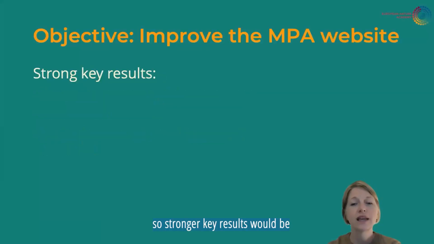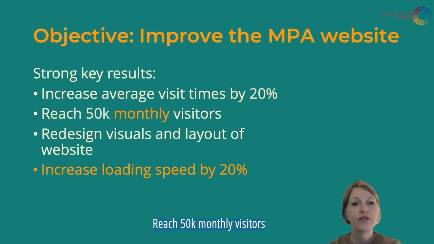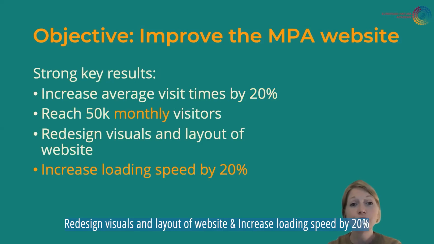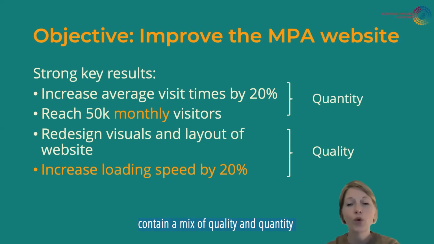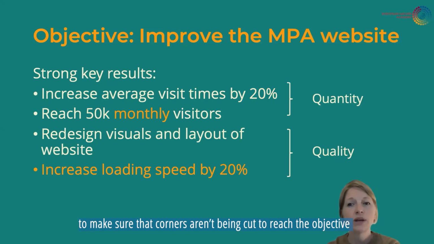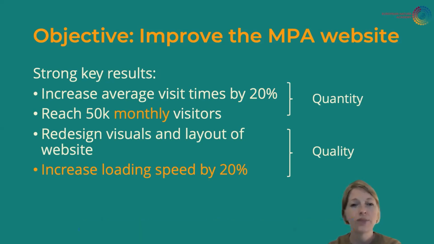So strong key results would be reach 50,000 visitors monthly, redesign visuals and layouts of the website, and increase loading speed by 20%. These key results aren't just specific and measurable, they are also time limited and contain a mix of quality and quantity to make sure that corners aren't being cut to reach the objectives.